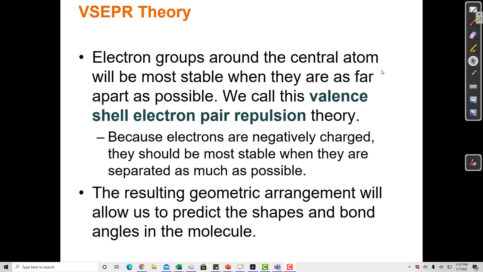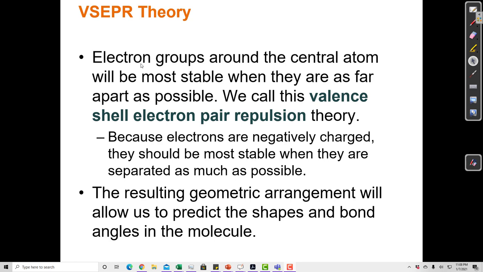In this video, I'm going to cover valence shell electron pair repulsion theory and also how that applies to the polarity of molecules. When we're drawing Lewis structures and we're putting electrons around atoms, it's important to realize that those electrons are negatively charged, and so they repel each other. And so they'll be most stable when they are as far apart as possible.